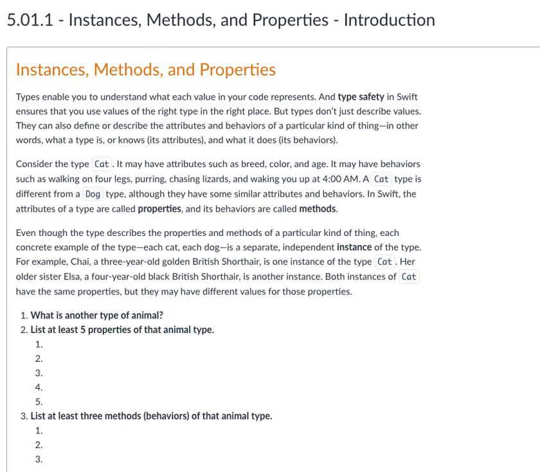What is another type of animal? Number 1. Name it. Number 2. List at least 5 properties of that animal type. Number 3. List at least 3 methods or behaviors of that animal type.